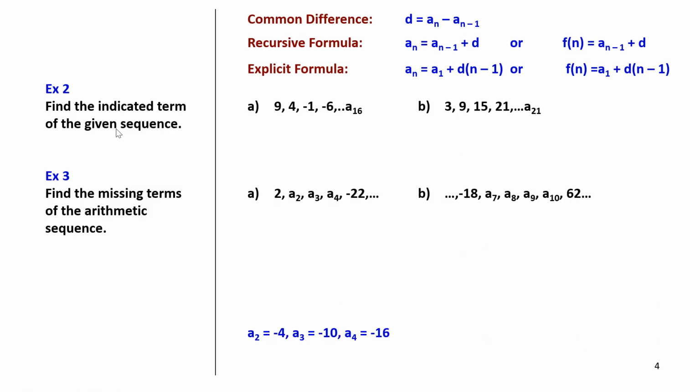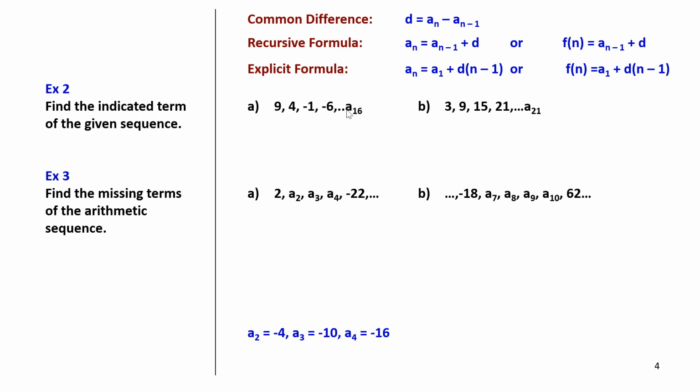Okay, so here's our next one. It says, find the indicated term of the given sequence. So we've got 2 examples here. I'm going to try one, and then I want you to try the next one. I've got 9, 4, negative 1, negative 6, and then a few blanks in here, and then all of a sudden I'm at a sub 16. If you're not told what term this is, then you have to assume it's a sub 1. So the number 9 is a sub 1, number 4 is a sub 2, a sub 3, a sub 4, so we're missing a whole bunch of stuff in here. And I want to find a sub 16.